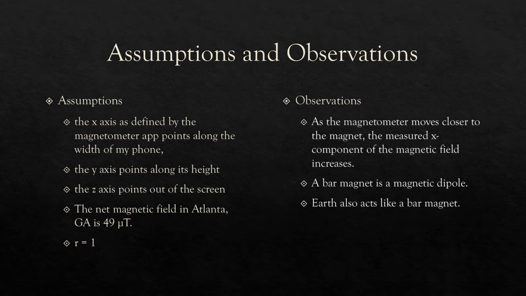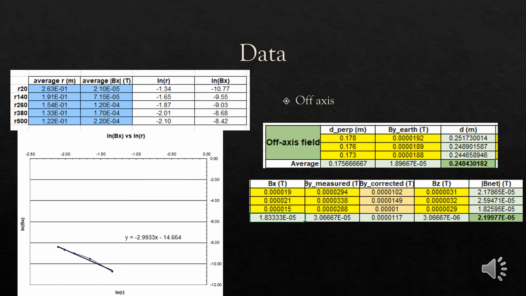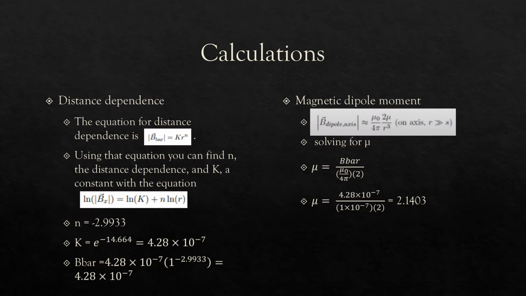The observations were that as the magnetometer moves closer to the magnet, the measured x component of the magnetic field increases. A bar magnet is a magnetic dipole, and Earth also acts like a bar magnet. Here is the data for my experiment, including the graph and the off-axis data.